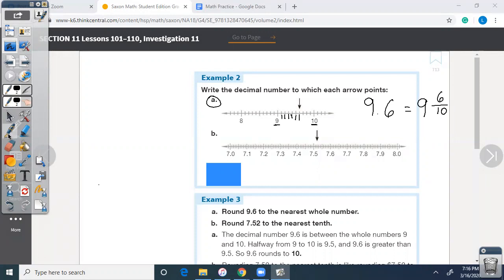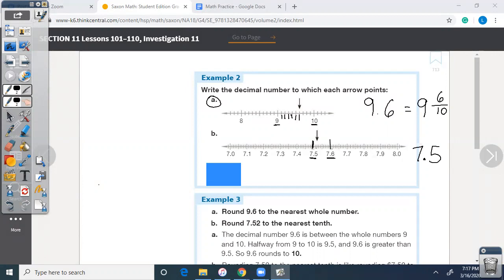Okay? And then the next one, ooh, this one's a little bit trickier. How are we going to do this? It's in between 7.5 and 7.6. So we know it's going to be 7.5 with another number on the end, right? Because there are, again, 10 pieces in between those 2. In that section, there are 10 different pieces. So we need to figure out what piece the arrow is pointing to.